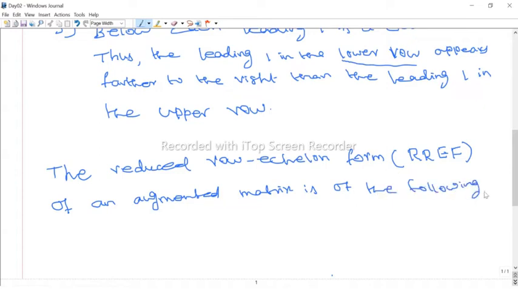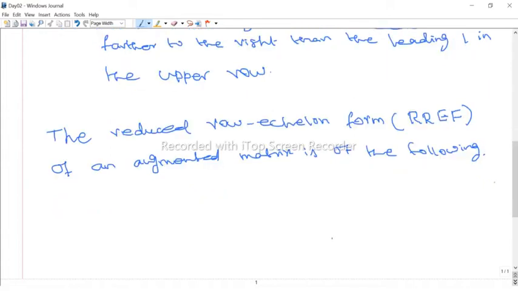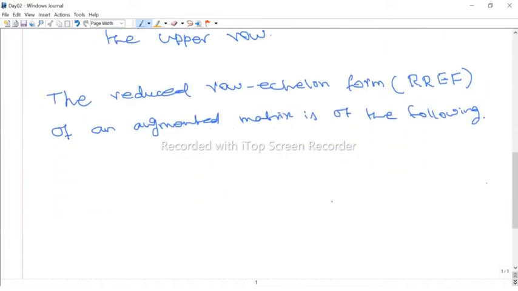It should be row echelon form, and then above the leading entry should be 0. So maybe I can write the fourth point. We have to take the first 3 points for this definition. The fourth point should be: above each leading one should be 0.